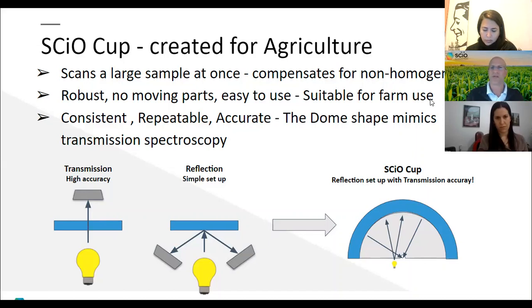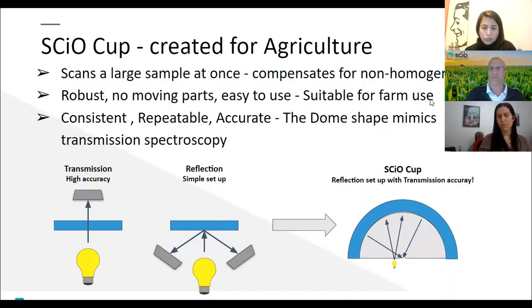Now, usually in near-infrared spectroscopy, you can do transmission spectroscopy, where you have a light source on one side of the sample and the sensor on the other side, and the light travels through the sample. That's a setup that can produce high accuracy, but it's very difficult to create those devices. They're usually very expensive and definitely not found so much in a field environment. On the other hand, there's a reflection setup. That's usually more easily found in portable units. It's easier to build, but there's some compromise on accuracy in this case.